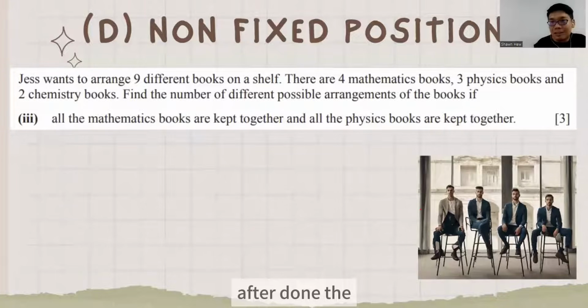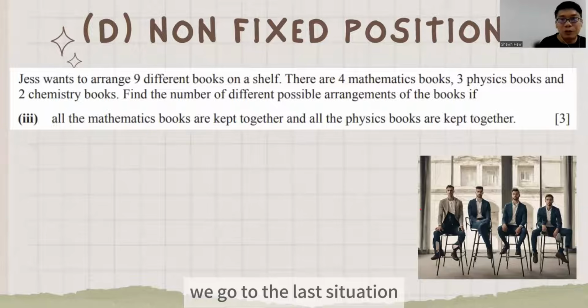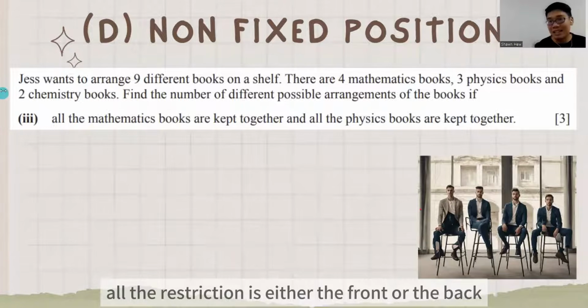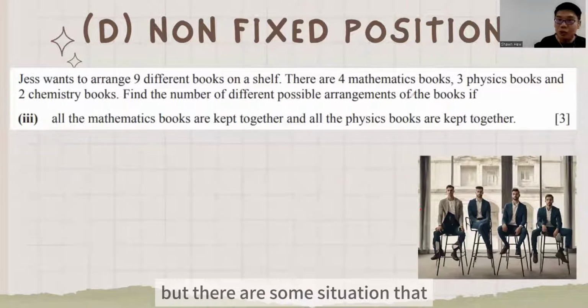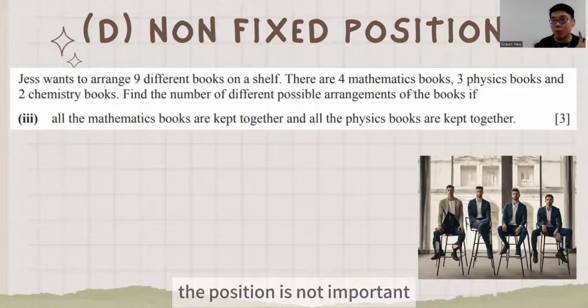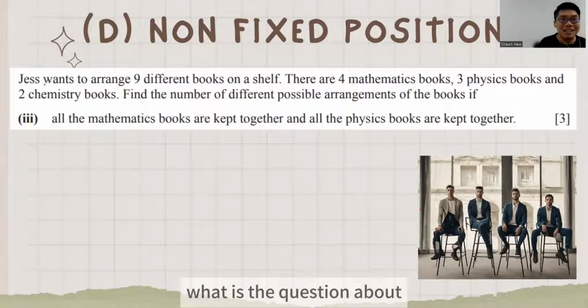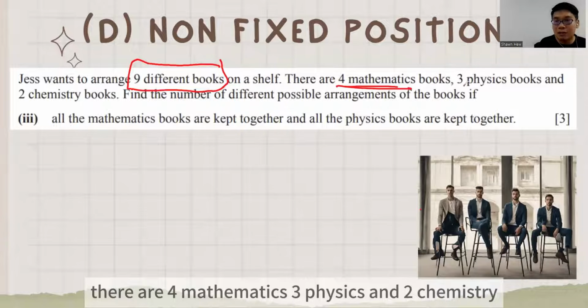After finishing part 3, which is the mixed situation, we go to the last situation, which is non-fixed position. As we know previously, all the restrictions are either at the front or the back. We have restricted positions. But there are some situations where the position is not important, but the restriction is there. What is the question? Let's say they just want to arrange 9 different books on a shelf. There are 4 mathematics, 3 physics, and 2 chemistry.